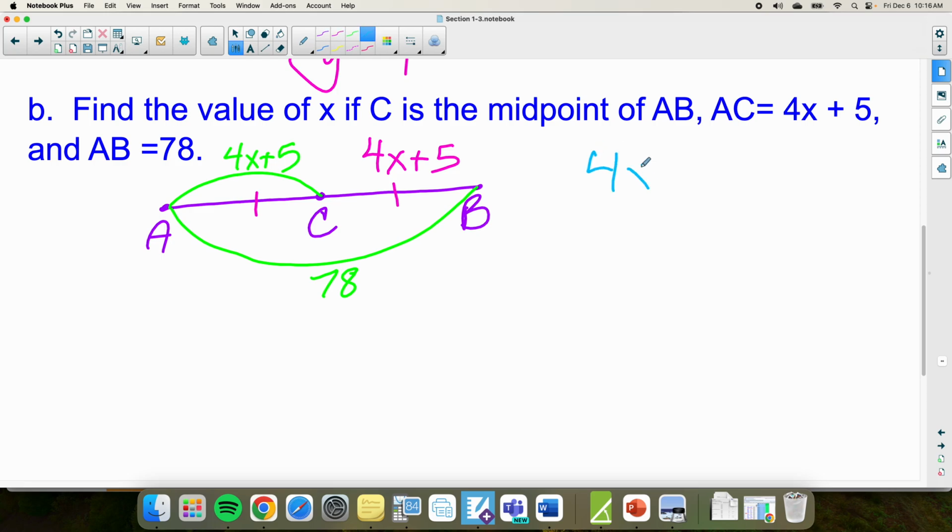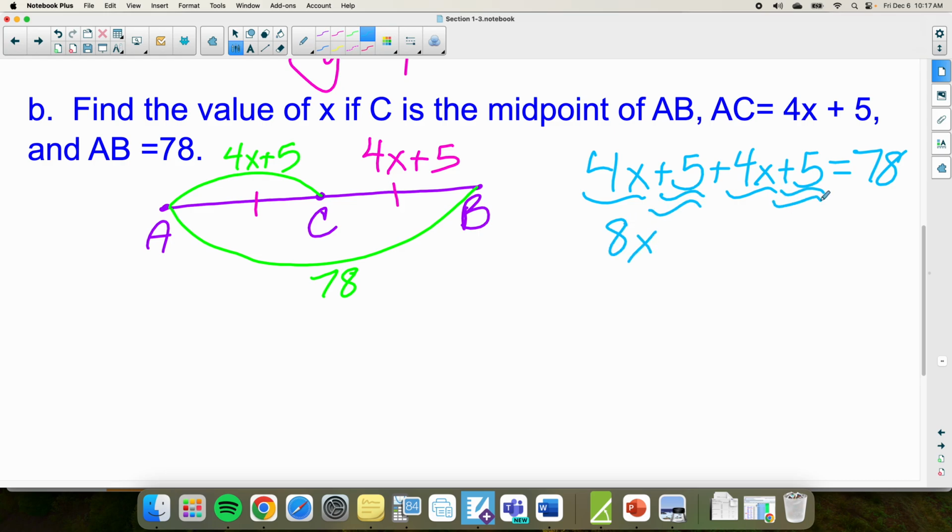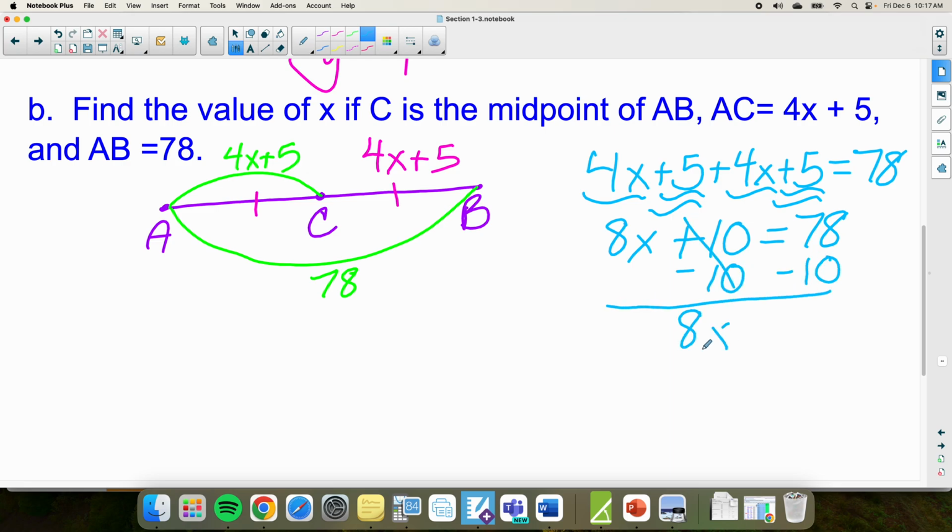So I'd go 4x plus 5 plus 4x plus 5 equals 78. Now 4x plus 4x is 8x. 5 plus 5 is 10, and that equals 78. Then I'm going to subtract 10, and I get 8x equals 68.